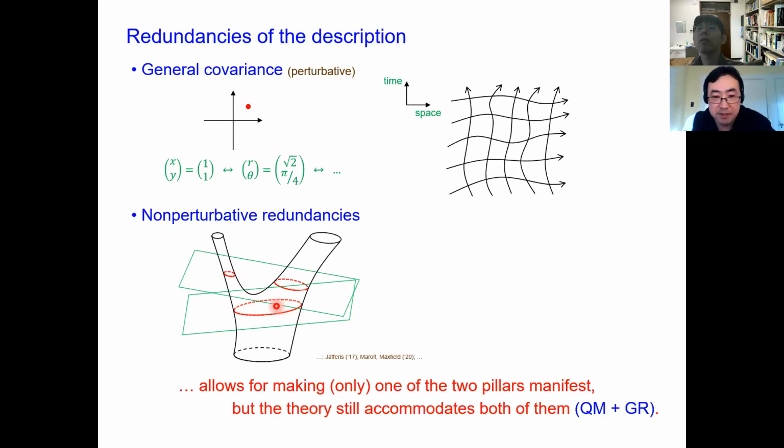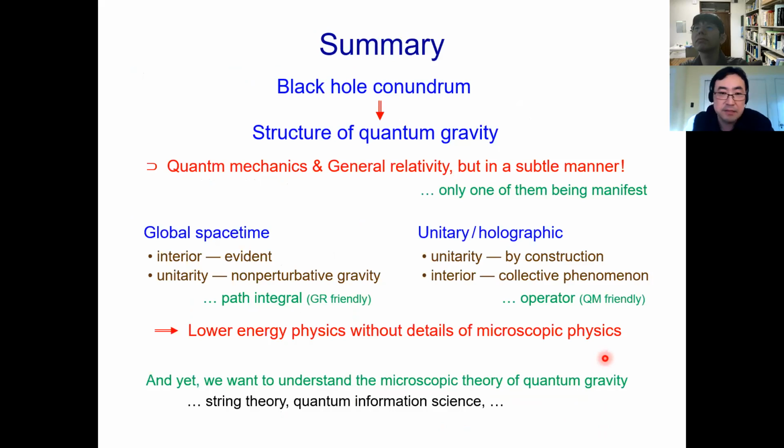In, say, the Heisenberg picture. So this huge redundancy is the reason why these two pictures are so different in the existence of a horizon. Without a horizon, these two are different, but it's a very minor difference, okay? And it makes only one of quantum mechanics and general relativity manifest.